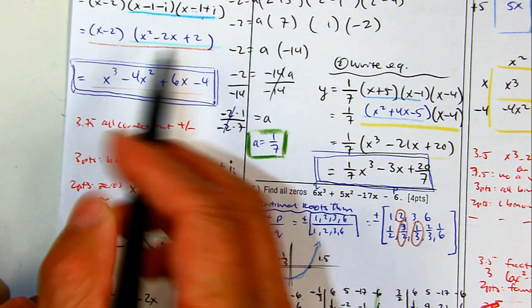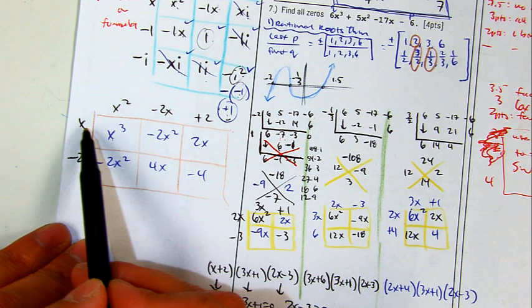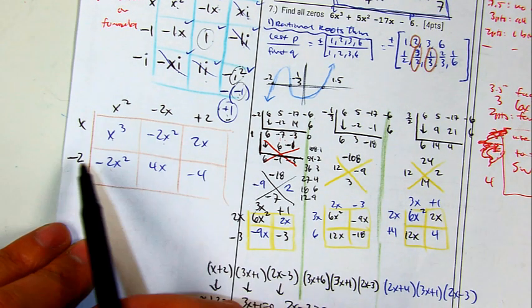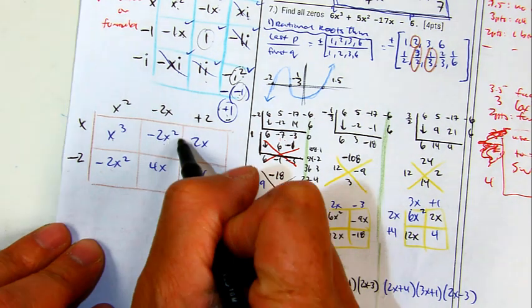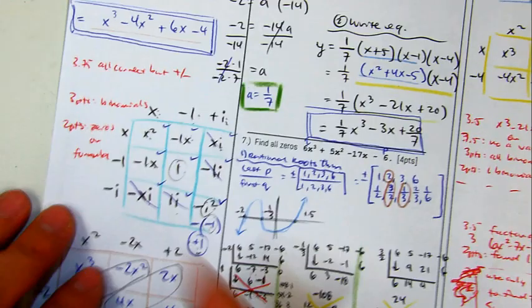Then I'm going to multiply this binomial times this trinomial. x times x squared is x cubed, -2x squared, 2x, -2x squared, positive 4x, and -4. These are like terms, so that becomes -4x squared, and that becomes 6x. So here's your answer there.